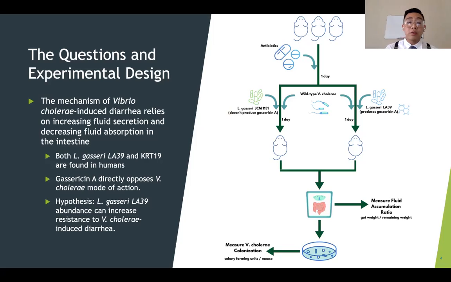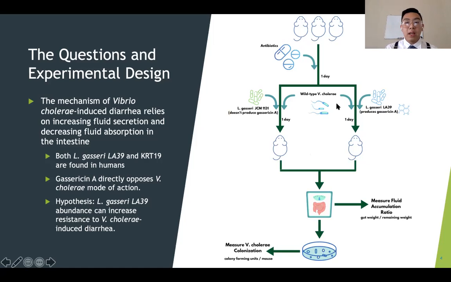Due to these two observations, we hypothesized that L. gasseri LA39 abundance in the gut can increase resistance to Vibrio cholera-induced diarrhea by releasing gassericin A and therefore reducing the amount of water accumulation in the gut and reducing diarrheal symptoms.